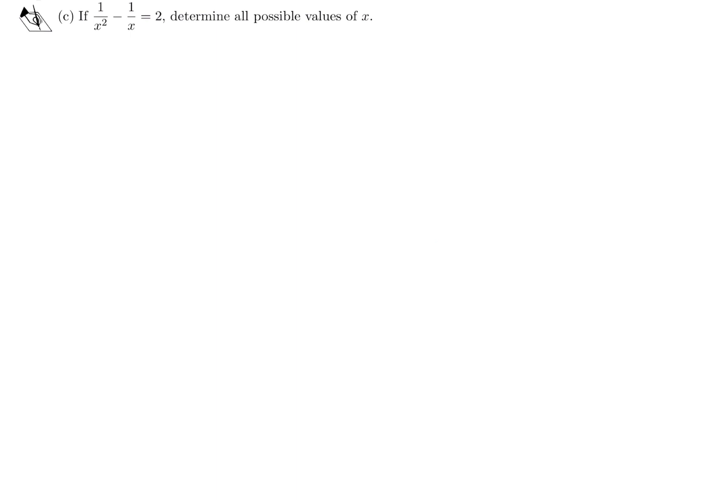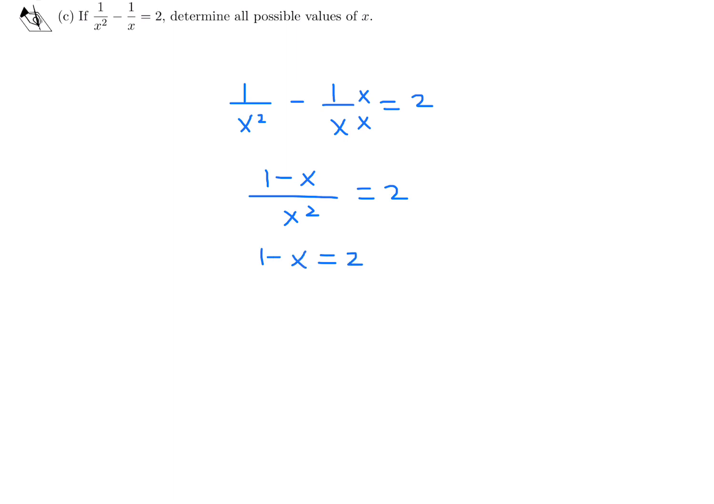If 1/x² minus 1/x is 2, determine all possible values of x. 1/x² minus 1/x is equal to 2. Get a common denominator, which in this case is x². So it's (1 minus x)/x² equal to 2. That would mean 1 minus x is equal to 2x².